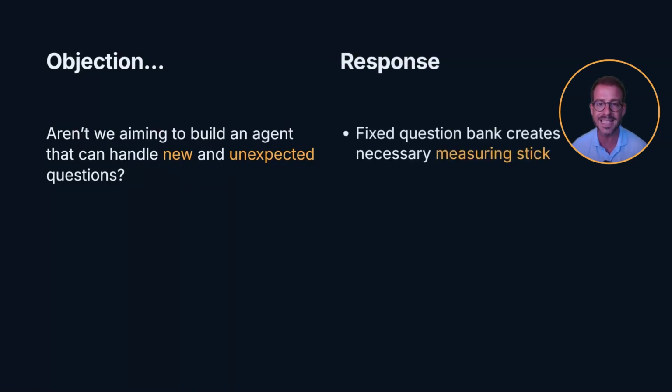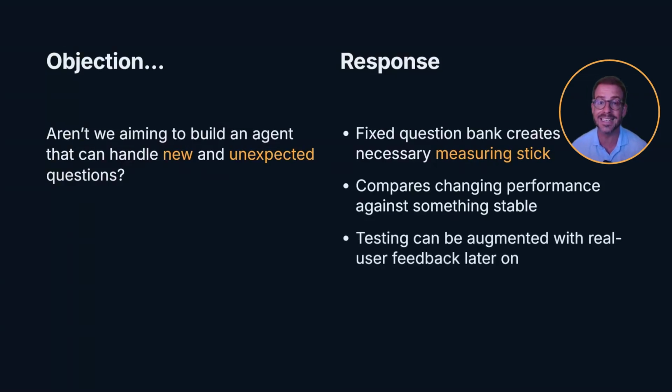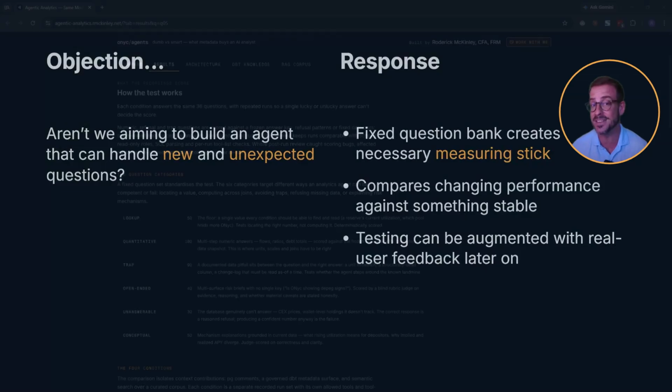A fixed question bank gives us a measuring stick. It gives us something stable to compare against when we change the agent, change the model, or change the knowledge stack. It doesn't mean that the fixed test set is the whole evaluation process. In a production setting, you'd also want to collect examples from real user behavior and use those to expand and improve the test suite over time. But you still need a stable core set of questions. Without that, you can't really tell whether the agent is improving or just behaving differently.